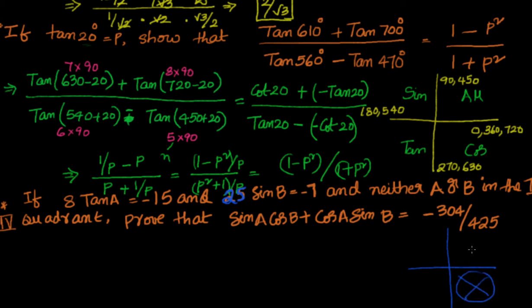Fourth quadrant, no. First is also no. Why first is no? Because the values are negative. In first quadrant all are positive. So tan should be negative. Tan is positive here and sin is positive here. Tan should be negative. That means A is in second quadrant. A is in second quadrant and B is in third quadrant. Because sin is negative. That means it's only in the third quadrant, because in the second quadrant sin is positive. So I know A is in second quadrant and B is in third quadrant.